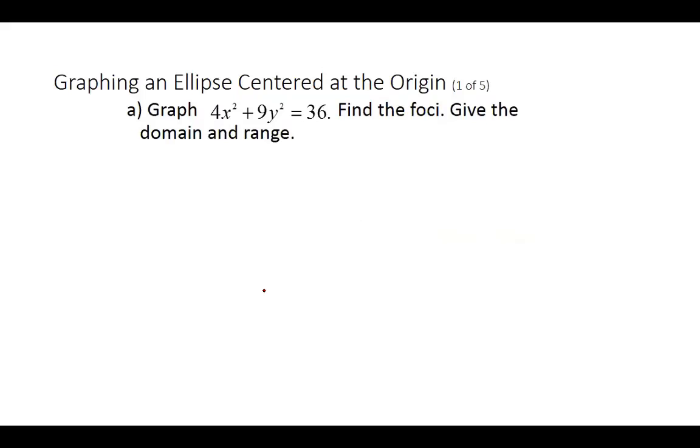Let's take a look at some examples now. Graph 4x squared plus 9y squared is equal to 36. Find the foci, give the domain and range. This doesn't look like a general equation of the ellipse. So what we need to do is divide both sides by 36. Remember, the general equation of the ellipse should be equal to 1. So we need to divide each term by 36. Then we get it into the form of the general equation of the ellipse. We have x squared over 9 plus y squared over 4 is equal to 1.